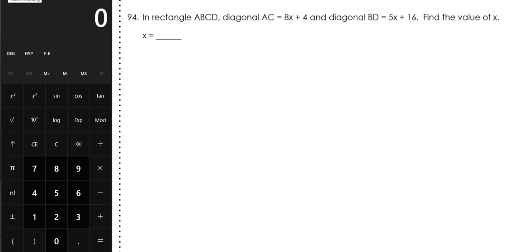Number 94. Watch out, there's no visual, so we're probably going to have to draw one. In rectangle ABCD, we have two diagonals, AC, which is 8x plus 4, and diagonal BD, which is 5x plus 16. Find the value of x. All right, so we're just asked to find x. Now go back to the beginning. Let's figure out what shape we're dealing with. We have a rectangle. So I'm going to draw a rectangle.